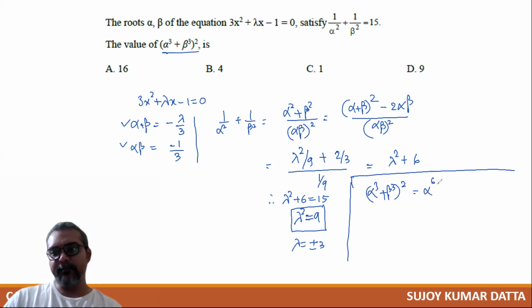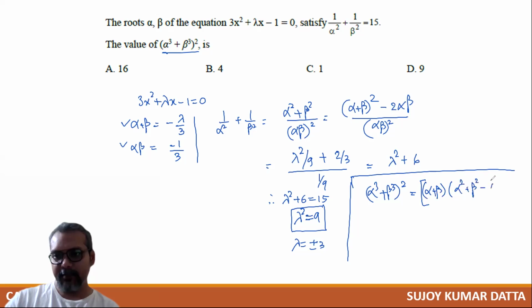So that is alpha to the power 6 plus beta to the power 6 plus 2 alpha beta whole cube. Now we know alpha beta, so that's fine. But we don't know this to the power 6 combination. So this is not the correct way of expanding, okay? So what we can do instead is we factorize alpha cube plus beta cube. So that is alpha plus beta times alpha squared plus beta squared minus alpha beta. And this whole thing is squared.